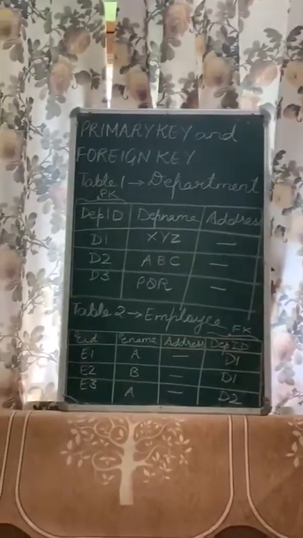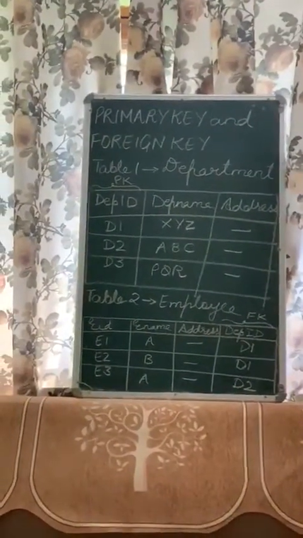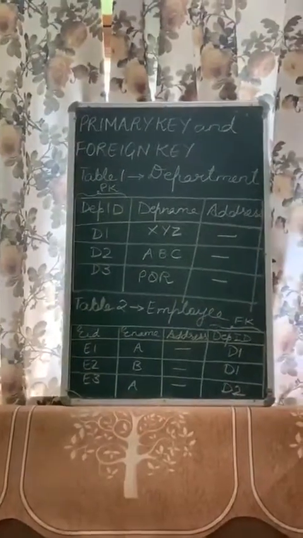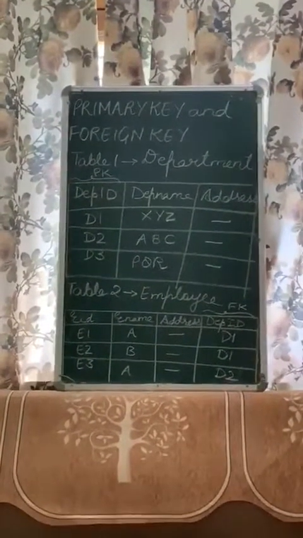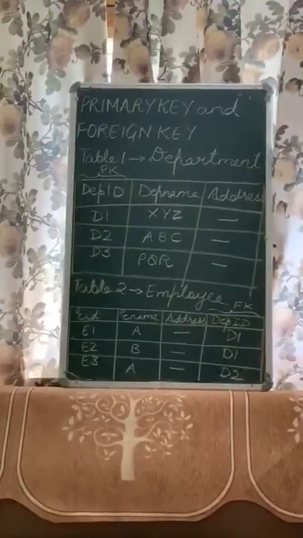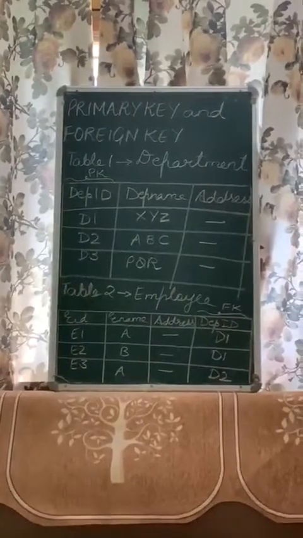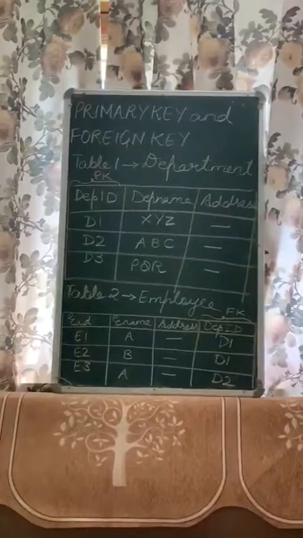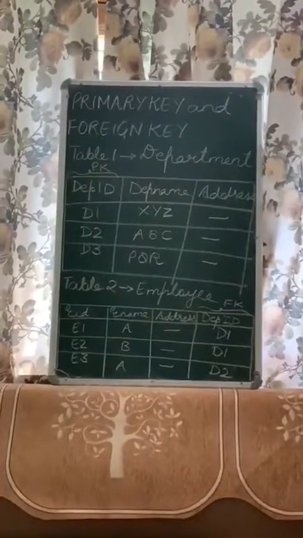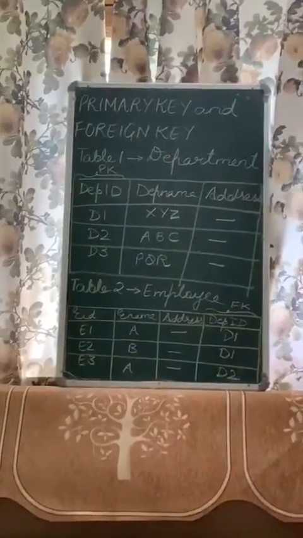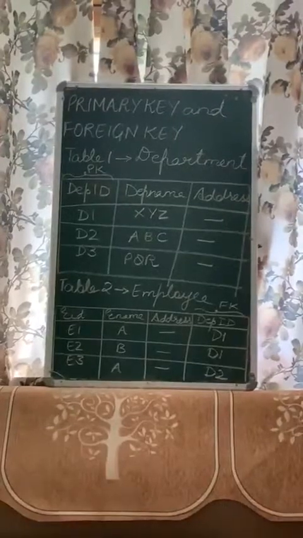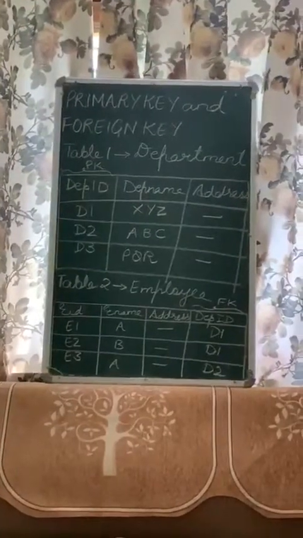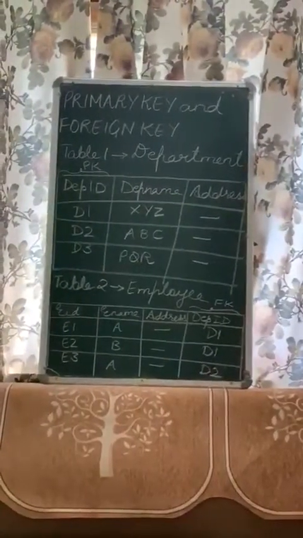We have already studied that in your relational database management system, the data is maintained in the form of relations. Relations, that means in the form of tables. In a table, it is a combination of your rows and columns. Your columns are also known as your attributes, while the rows are also known as tuples.